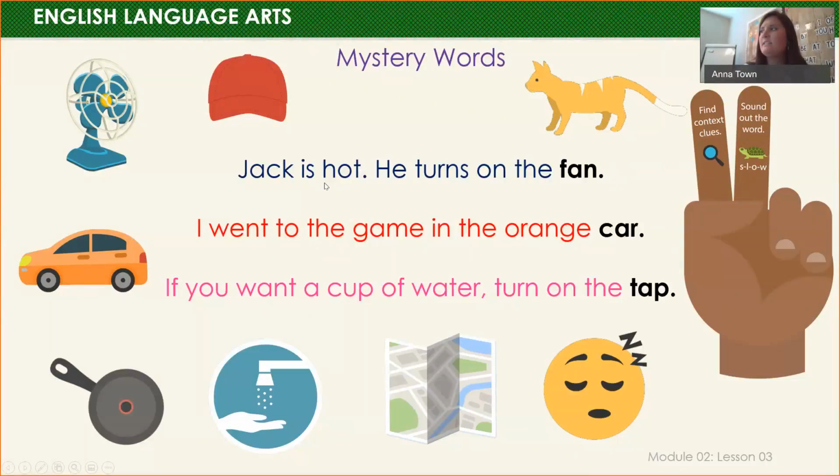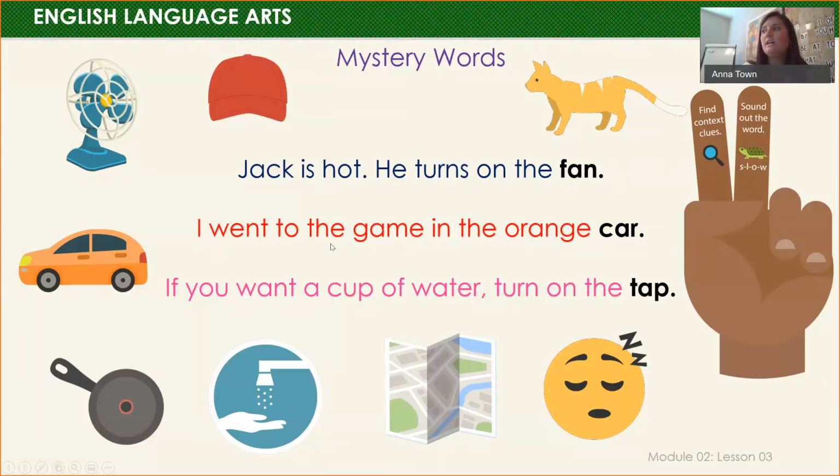So you need to also sound out these black words. I'm going to read the sentence and I want you to read me what this mystery word is using context words and clues and also sounding out the word. Jack is hot. He turns on the fan. Good job. He's hot. It makes sense he would turn on the fan, and when we sound it out, fan.